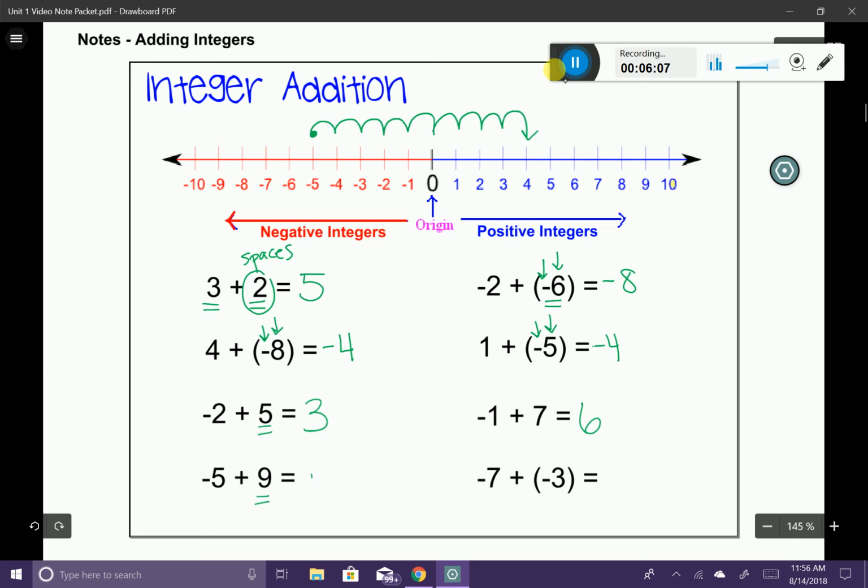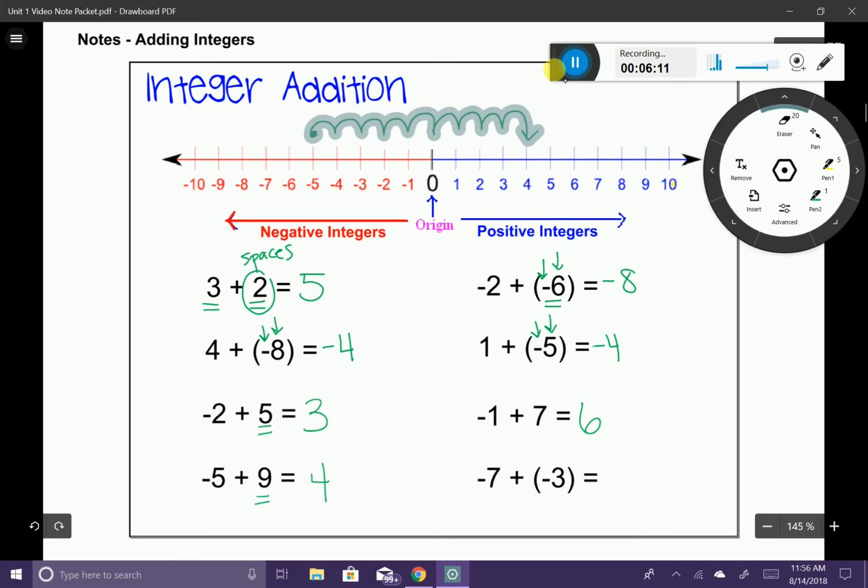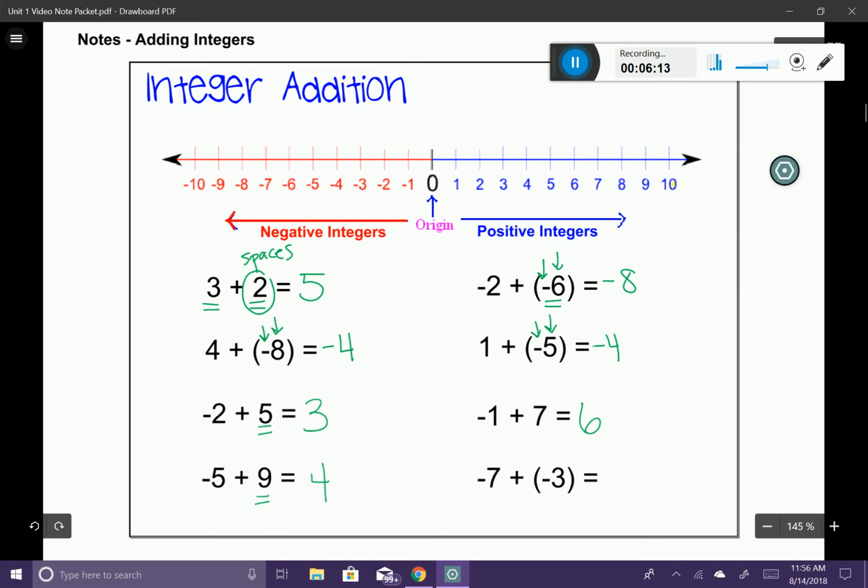All right, the last one, using our number line, -7 plus -3. I love this one because you notice that both numbers have the same sign attached to them. So I'm going to begin at -7, and I'm going to add a -3. The negative is indicating which direction I'm moving, which is the left, and the 3 is how many spaces. So I'm going to move down 1, 2, 3 to get me to -10.